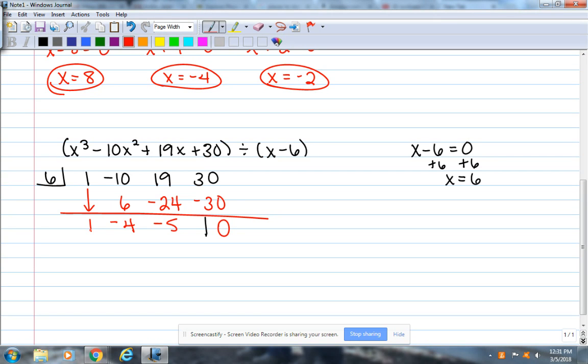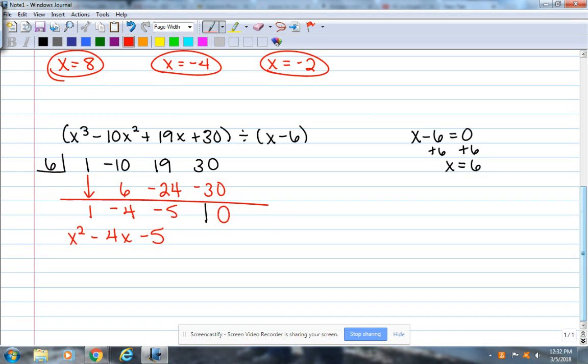So again, we drop a degree. We started with an x to the third. So this trinomial that we're left with will be 1x squared minus 4x minus 5. So if we were just dividing, that would be our answer. If they want to know all the factors, then we would make a table with this trinomial, multiply to get negative 5 and add to get negative 4. Well, that would have to be a negative 5 and a positive 1. So that would be an x minus 5 and x plus 1.